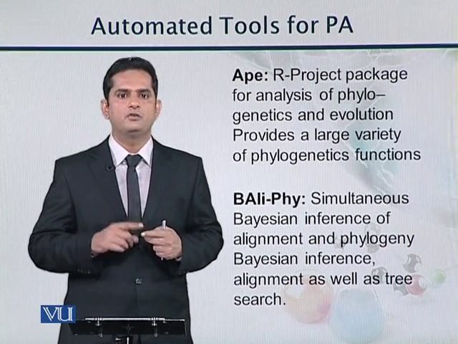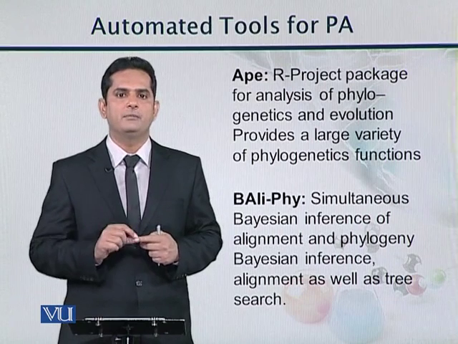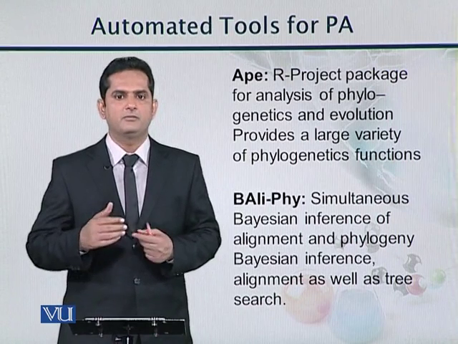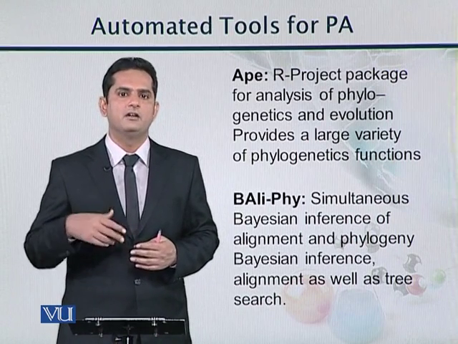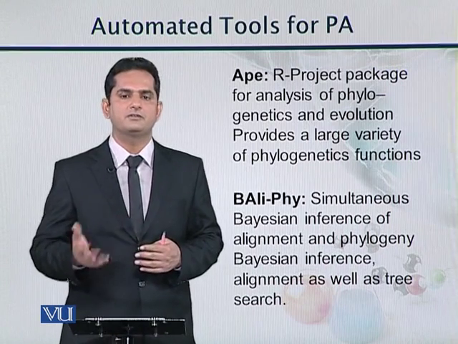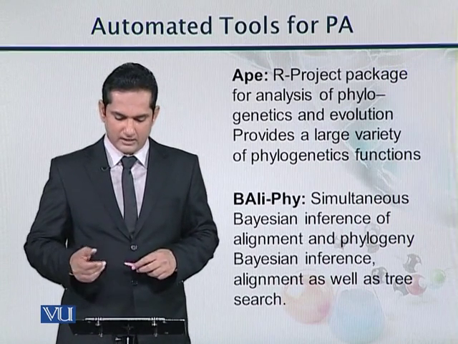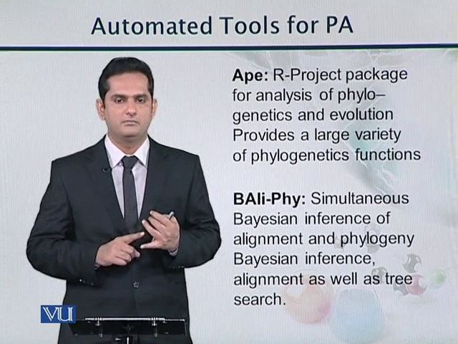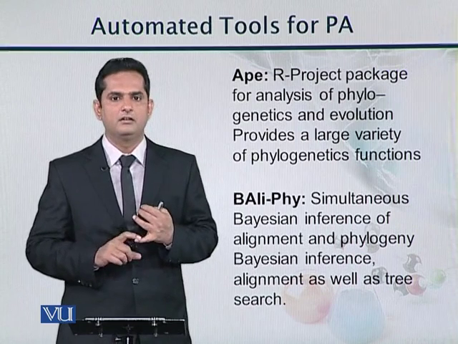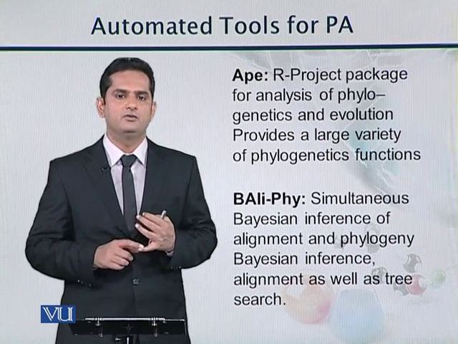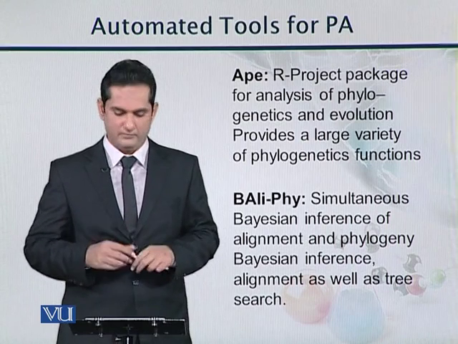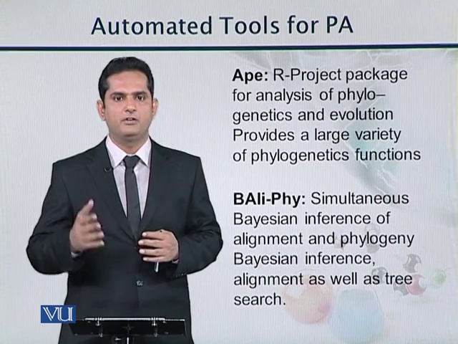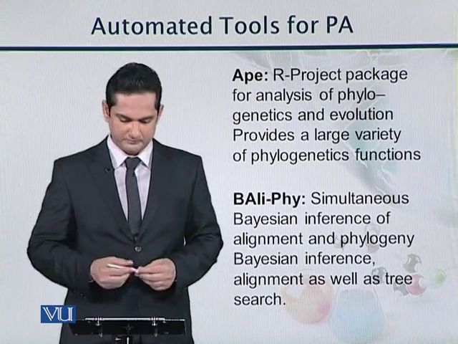So what does it do? It gives us information about phylogenetics and evolution among different species. It has a long list of phylogenetic functions such as multiple sequence alignment, tree construction, distance based methods, and so on. Similarly, we have BAli-Phy, which is based on simultaneous Bayesian inference of different sequences using their alignment and phylogenetic information. It converts our input information into trees and then gives us feedback.